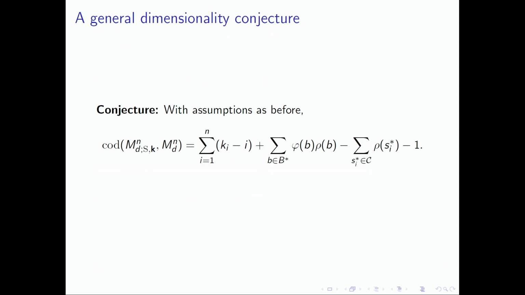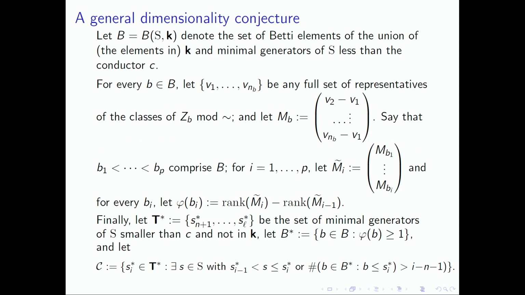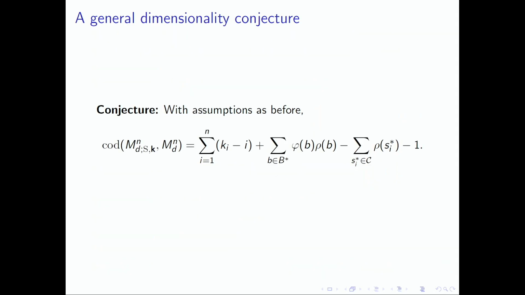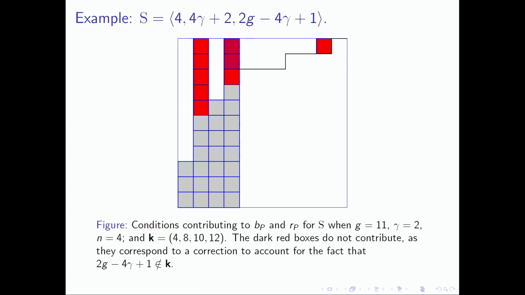And then there's some kind of correction where these S_i stars in C come from minimal generators that don't belong to the ramification vector. So I don't want to go into that. OK, so that's the conjecture in general.